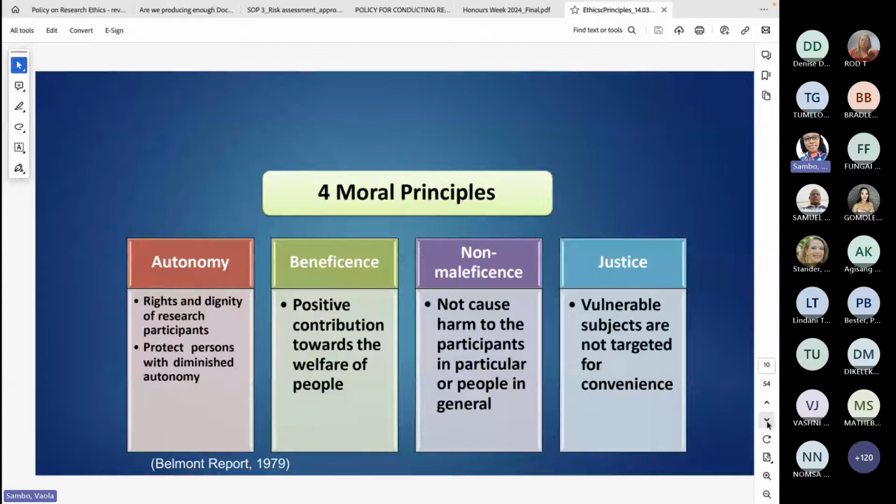The principle of beneficence is a positive contribution towards the welfare of people, right? Do no harm is the opposite of beneficence, non-malfeasance, not to cause harm to participants or people in general, right? So we do not want our research to expose people to harm. We dealt with an application last year, and it was quite a high risk application because the conditions of the permission that the gatekeeper gave were exposing participants to potential harm.